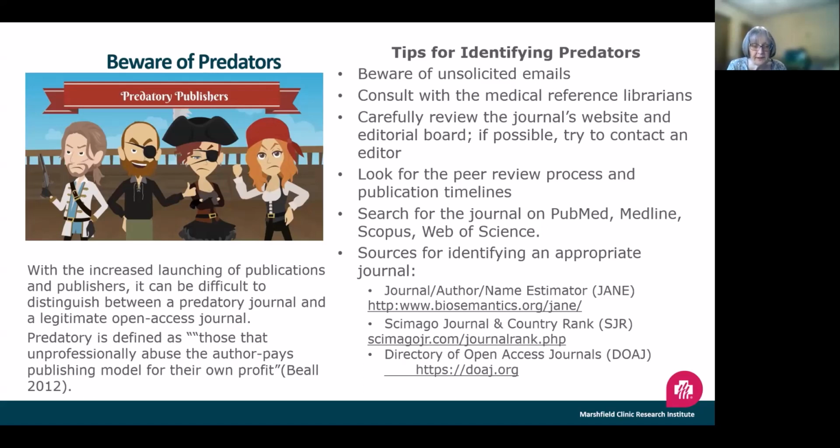And then there are some other things that you can look for. You can look in PubMed, Scopus, and the Web of Science. And then I have some websites that can help you identify. You'll get these slides, so I'm not going to read those right now.